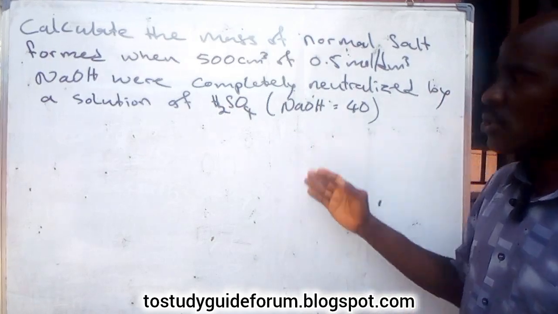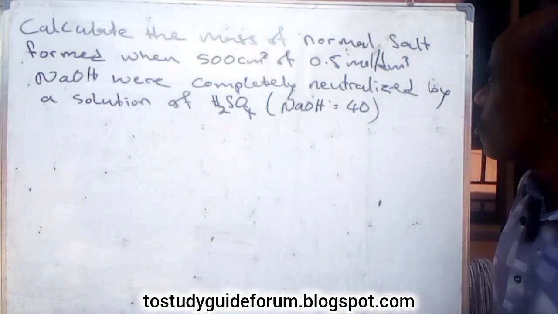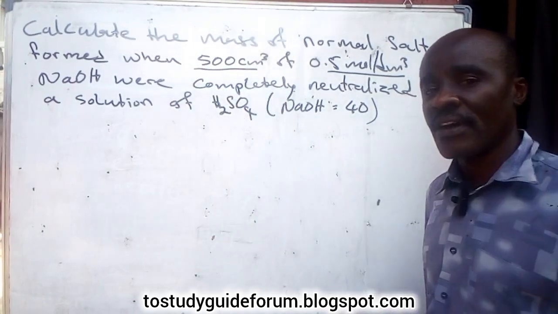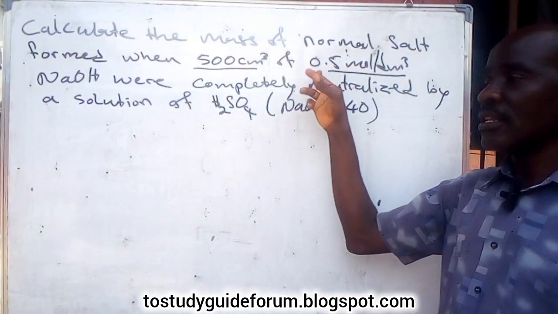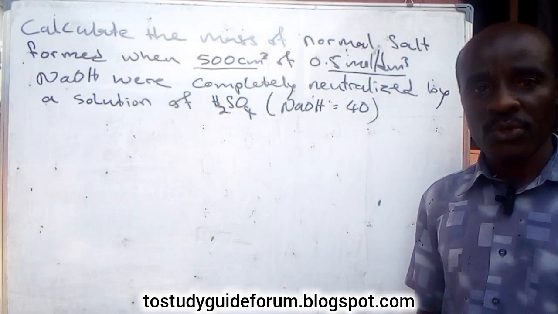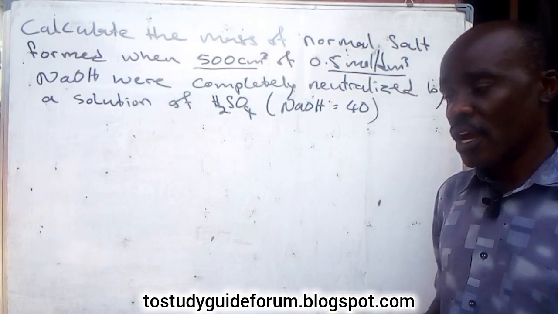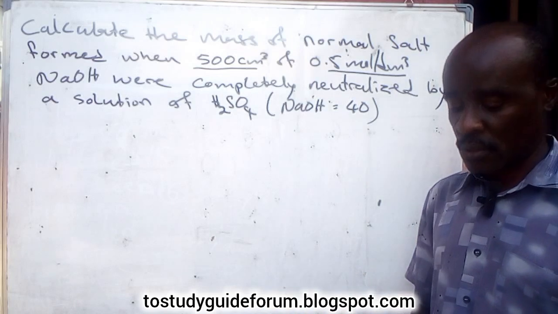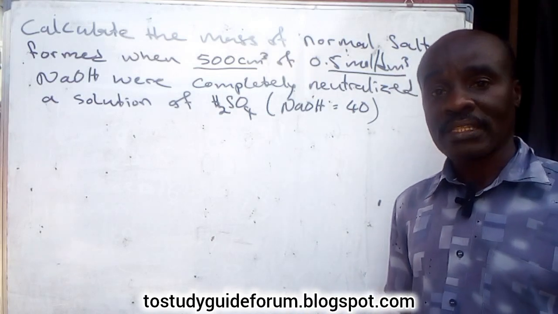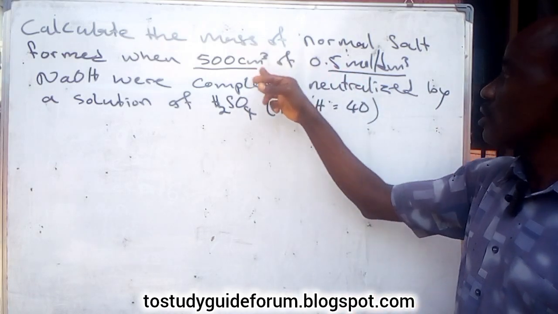Now when you look at this question, the first thing where you will pay attention mostly is here and there: 500 cm³ and 0.5 mole per dm³. What does that mean? Because this is the beginning of the solution. If you are to solve this problem, you need to understand how to handle this situation.